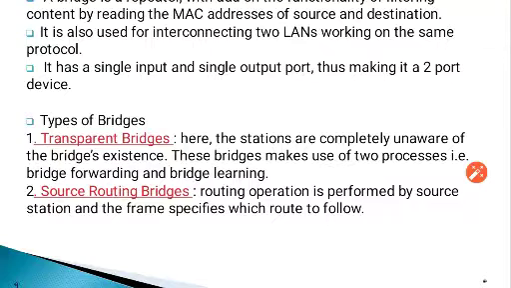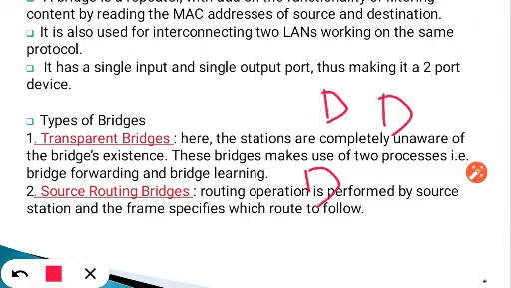So for these transparent bridges, suppose we have a network over here, and in between there is a bridge. None of them knows that there is a bridge. They are completely unaware of the existence of the bridge. Then that is a transparent bridge. But in a source routing bridge, the routing operation is performed by the source station, and the frame specifies the route to flow. So that's why we call it source routing bridges. Hope this is clear to you all.